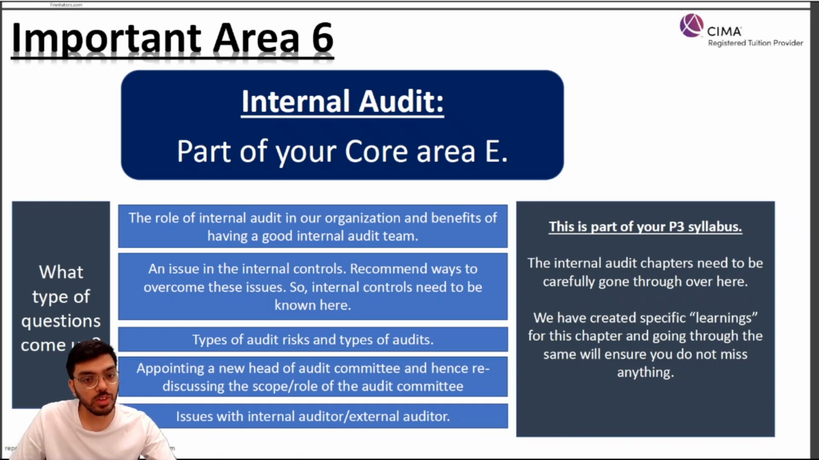Next, the issues in internal controls. What types of internal controls are present? What could be the suggested internal controls that you put in place? For this, you'll clearly have to know what internal controls are and what the different types of internal controls are. Linking to internal audit, we have types of audit risks and types of audits. They often come up with questions on what audit risks are and what the different types of audits are that we can conduct.